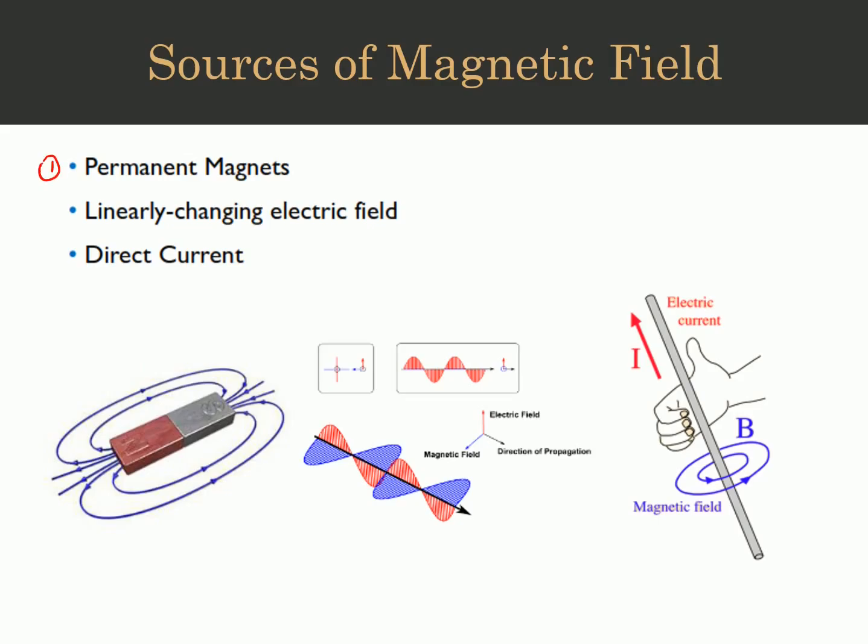The first is a permanent magnet as seen over here. So this is a natural source of magnetic field. Then we can have a time varying electric field. Here you can see that the red ones are the electric fields, and in turn they produce the magnetic field shown over here, but they are varying with time. And then we have a DC current flowing through a conductor, normally known as a current carrying conductor.